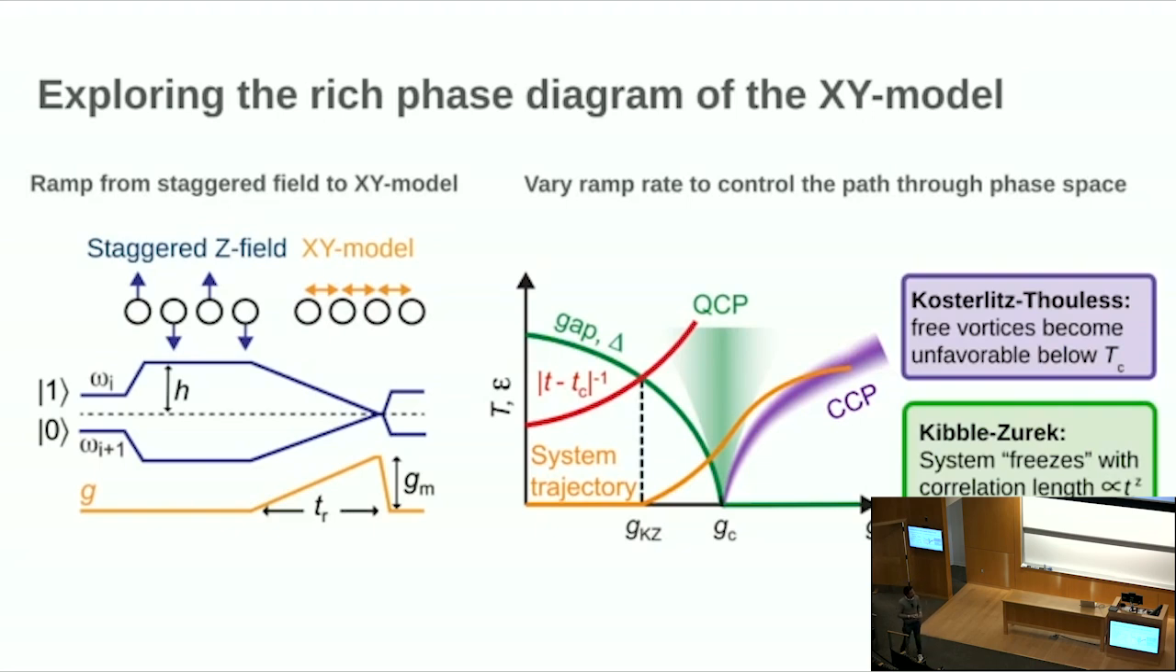In addition to that, we expect that as we're ramping, there should come a point where the system is no longer able to respond to the changes in Hamiltonian, when the gap becomes smaller than the inverse of the remaining time. And at this point, we expect that the system should sort of freeze with a correlation length that's a power law in the ramp time. That's what's known as the Kibble-Zurek mechanism, and we want to study that as well.